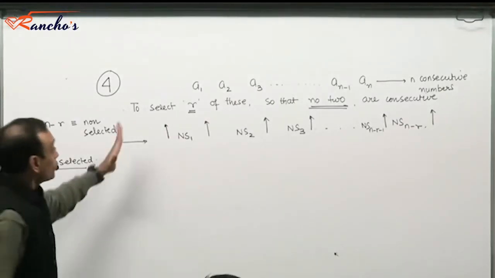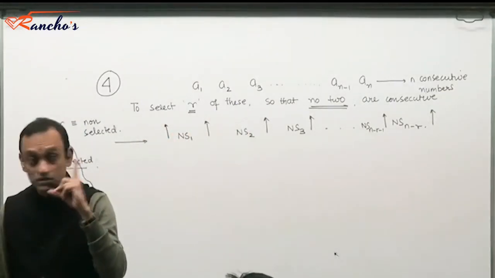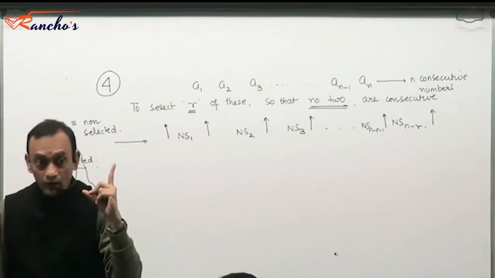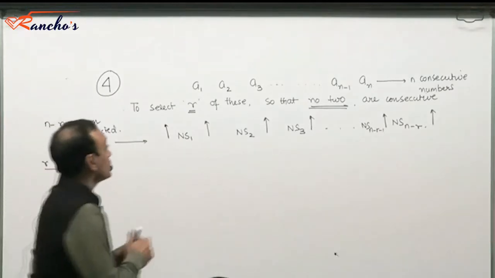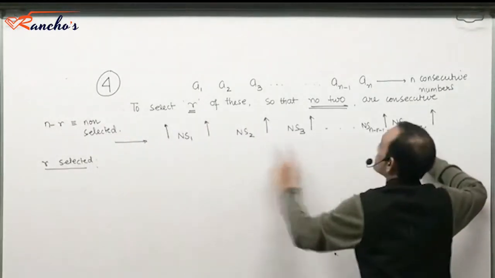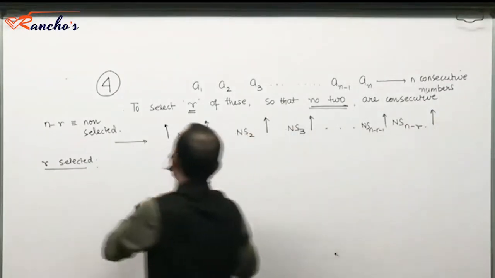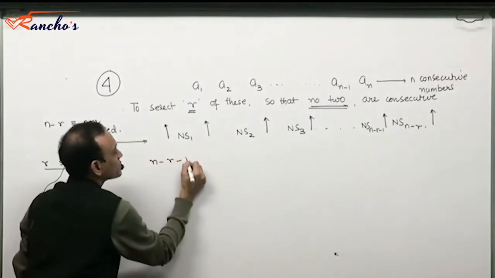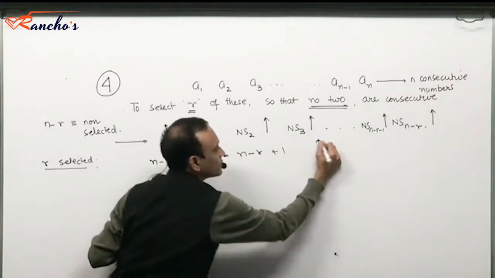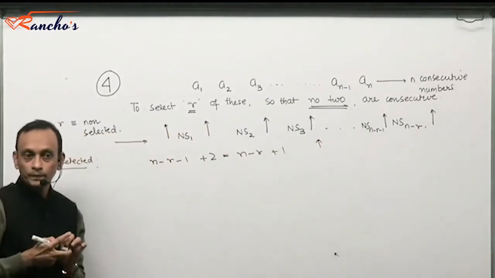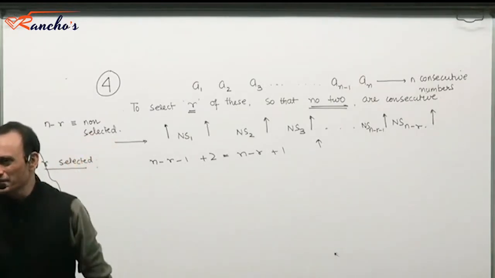Right? So out of these arrows, how many do we want to select? r arrows, because r selected numbers, r arrows have to be selected. And how many of these arrows are there? See, 1, 2, this would be n minus r minus 1, n minus r minus 1 in between and 2 at the ends. So n minus r minus 1 plus 2 at the ends. That makes it n minus r plus 1 arrows. These are permissible sites for selection of the r numbers.